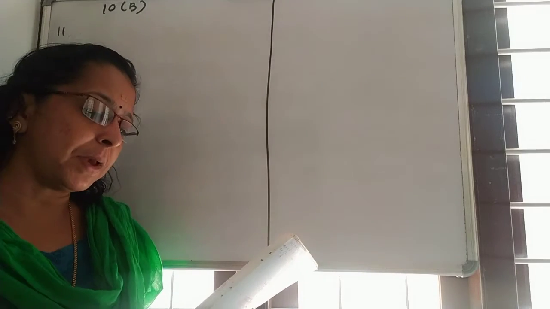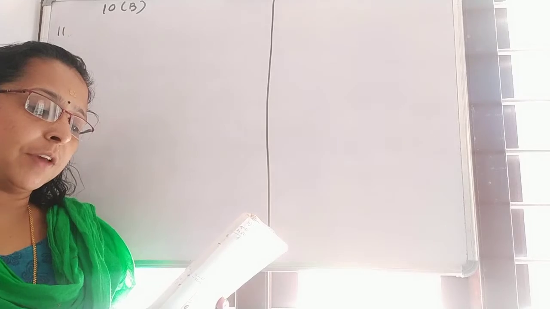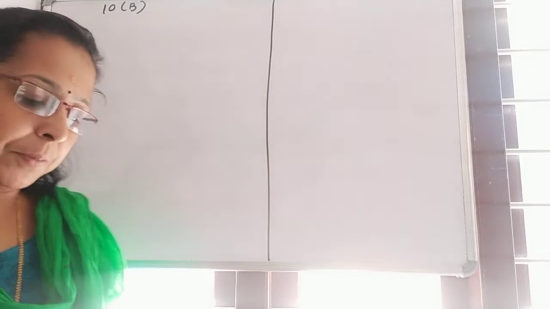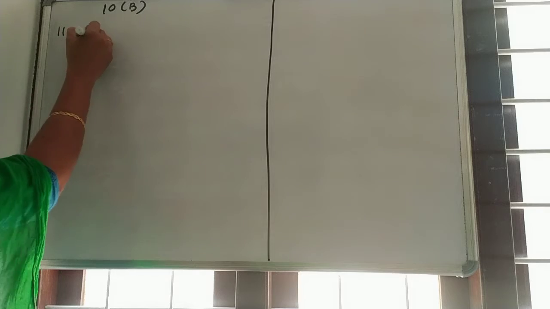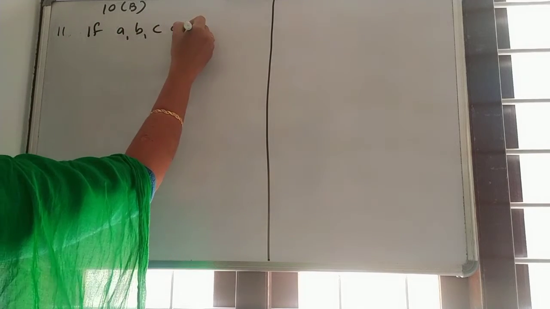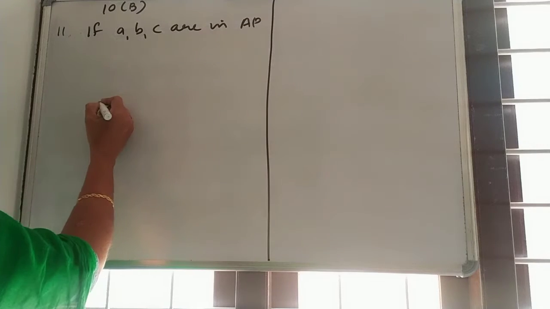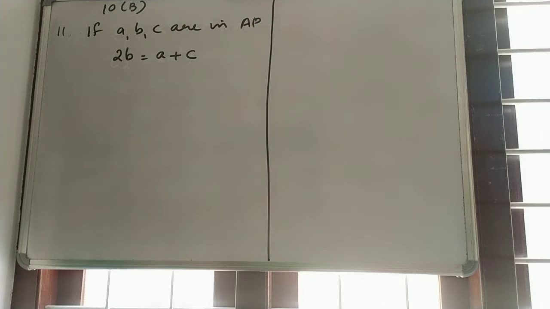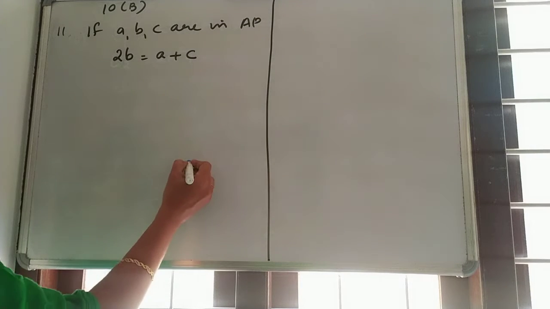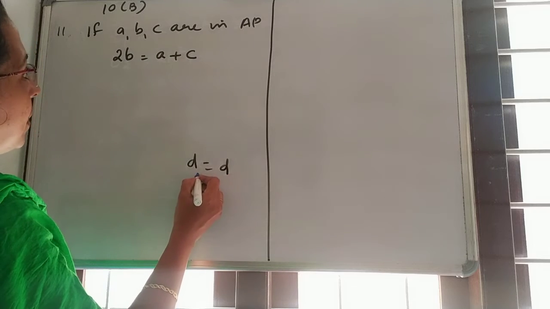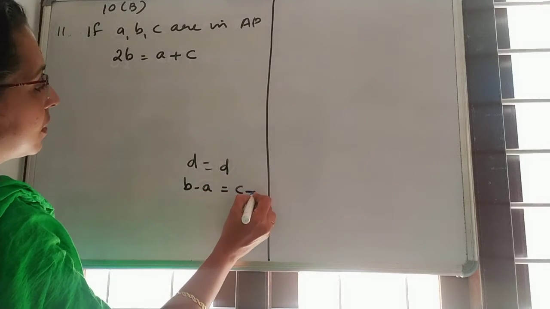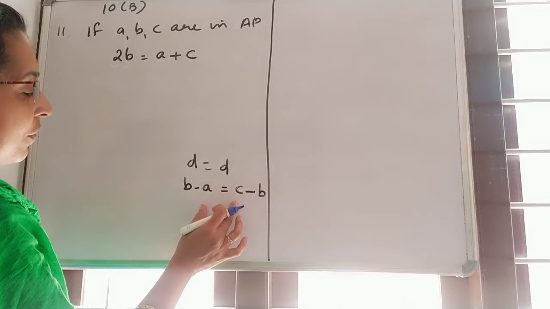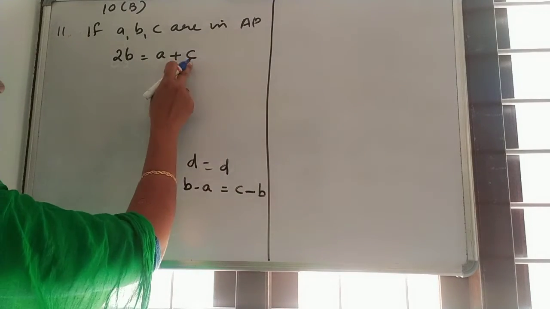11th question. If A, B, C are in AP, show that 4A, 4B, 4C are in AP. If A, B, C are in AP, we can write what? We can say 2B is equal to A plus C. Two conditions are there. Either we can write B minus A is equal to C minus B, that is common difference is same. Common difference means B minus A will be equal to C minus B. So simplify this. After simplifying this, we will get 2B is equal to A plus C.